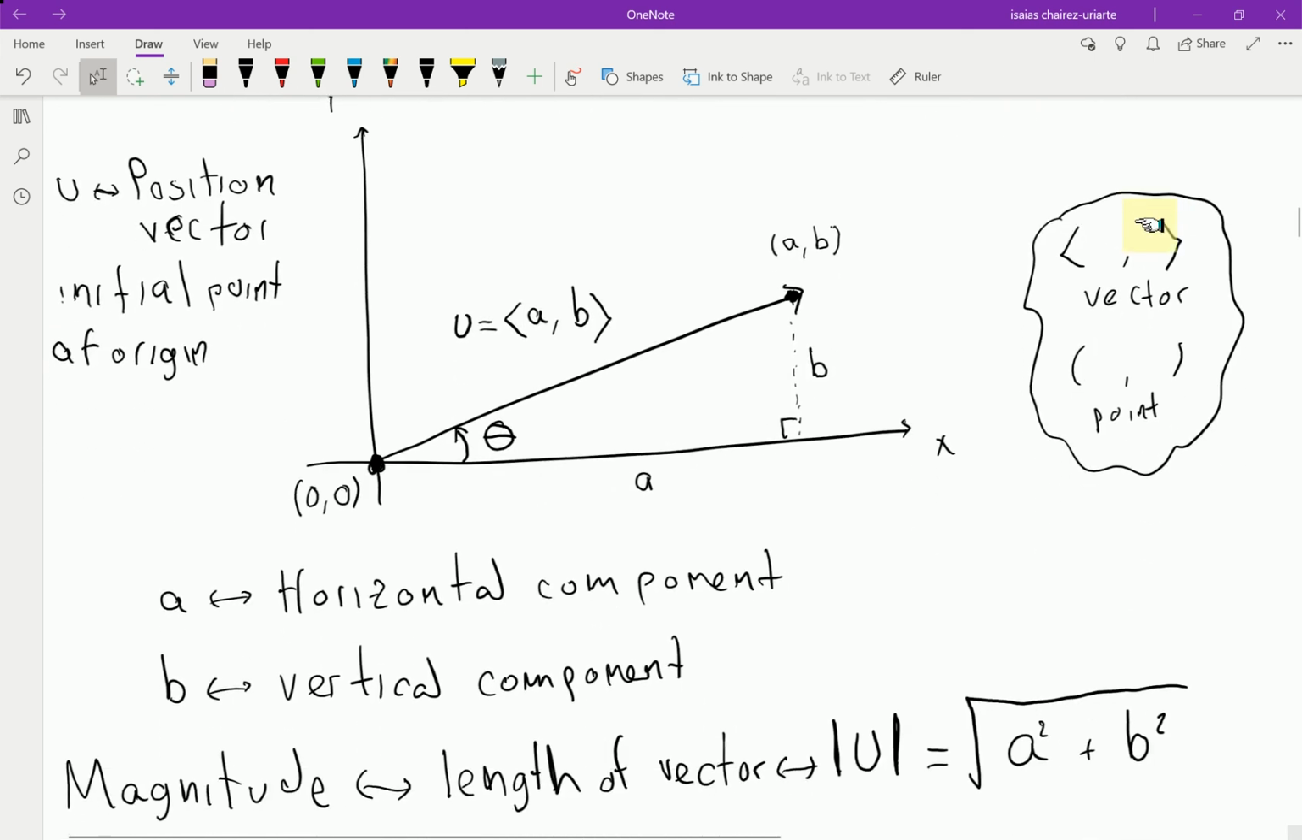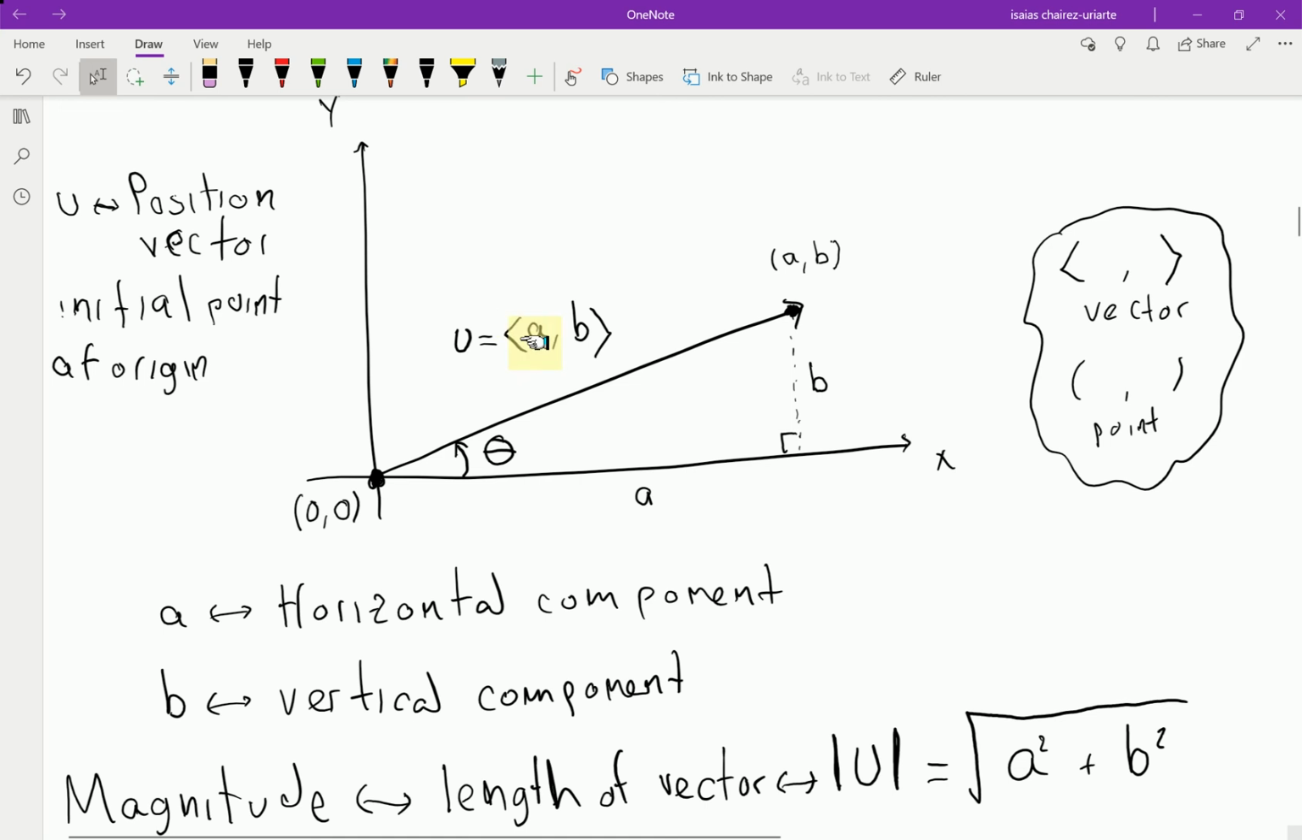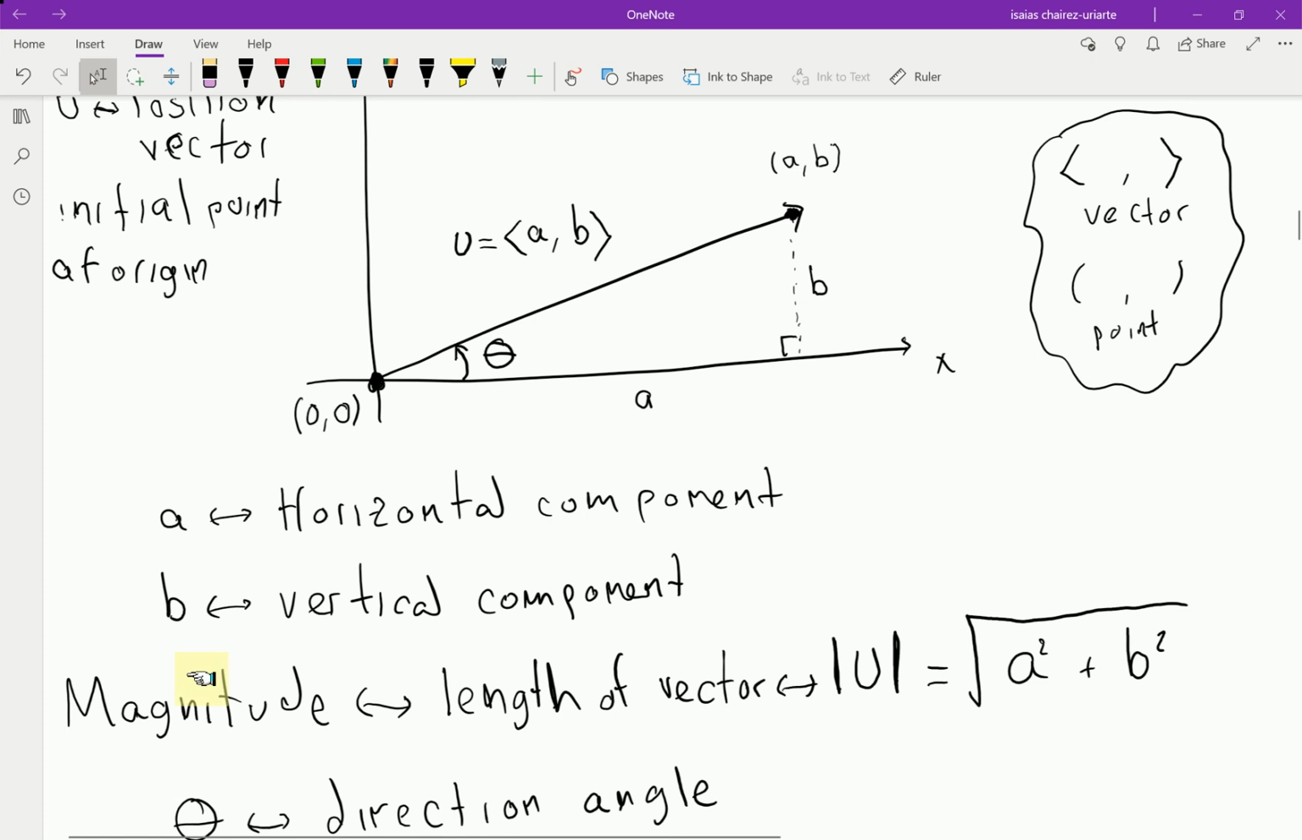So in this picture, a is called the horizontal component of my vector. b is called the vertical component of my vector. Every vector has what's called a magnitude, and the magnitude is just the length of the vector. It's denoted by the absolute value of the vector. So if you see absolute value signs, that just means magnitude of the vector, the length of the vector.